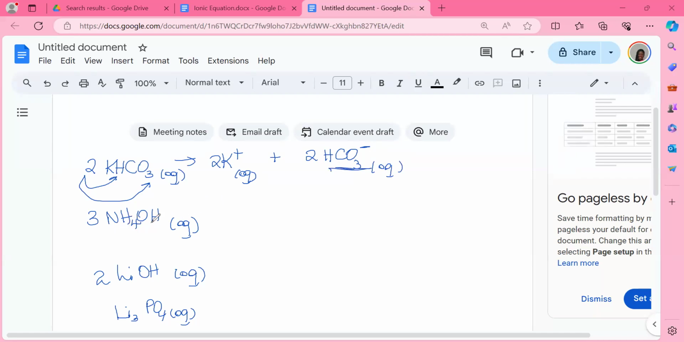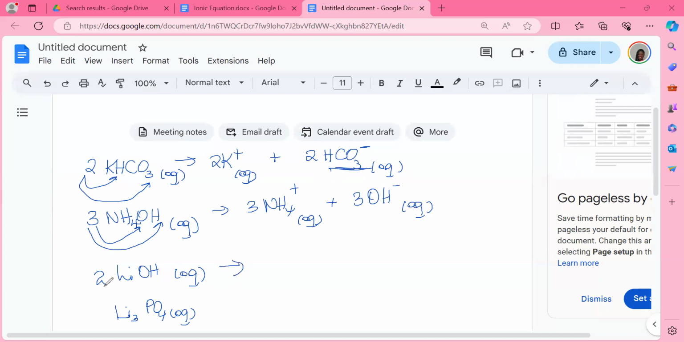This compound is ammonium hydroxide. It comprises 2 ions, the ammonium ion and the hydroxide ion. Now this is 1 ammonium ion, 3 multiplied by the 1, although it's 4. Ammonium ion is NH4 plus. So we're going to have 3 ammonium ions, aqueous, and we have 1 OH minus ion in ammonium hydroxide. So 3 times the 1 gives us 3 OH minus ions.